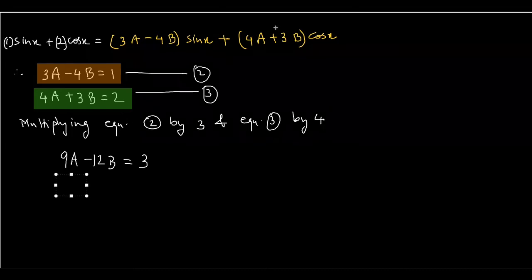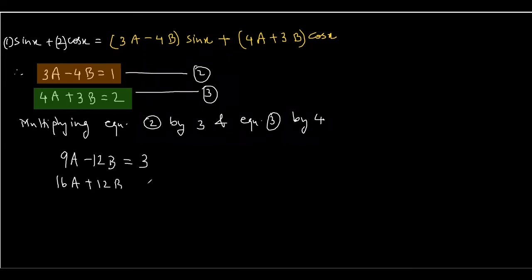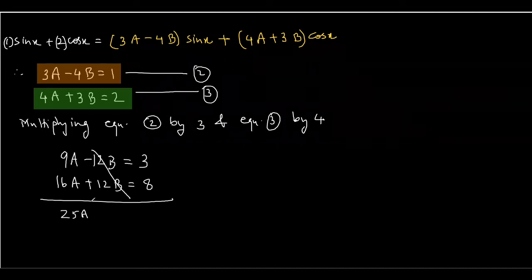So here, when you multiply this by 3, you get 9A minus 12B equals 3, and here you multiply by 4. So 16A plus 12B equals 8. Now we add this. This cancels. When you add, you get 25A equals 11. So A is 11 over 25. We got A.